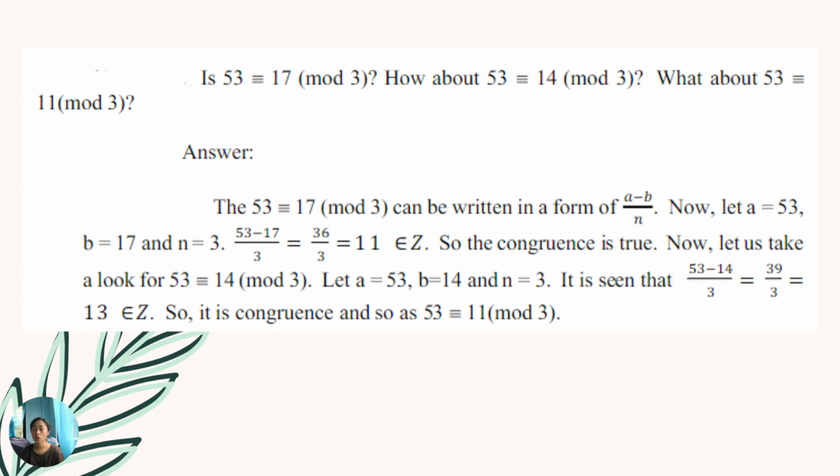But this is quite easy, identifying if this modular arithmetic is congruent. Just remember a minus b over n. So again, our A is the one in the first part, then B is after the congruent sign, and our N is the modulo. Okay, that would be all for modular arithmetic.